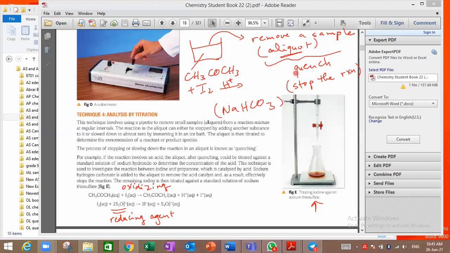It changes. Yes, excellent. It will change because at the beginning it has a certain concentration, and as the reaction goes by, iodine reacts with the propanone, and this means that the concentration decreases with time. And this means that also the rate will decrease with time. We know that always the rate starts high and then it decreases with time.